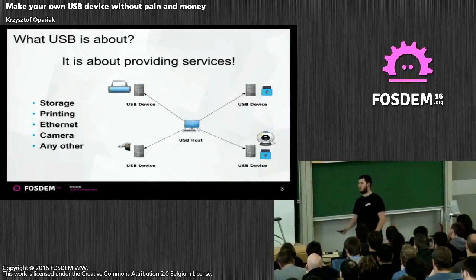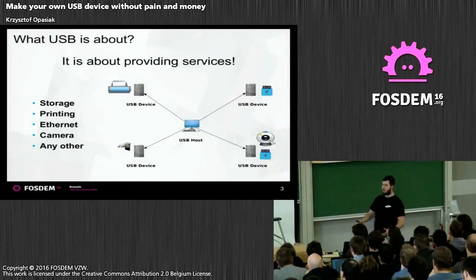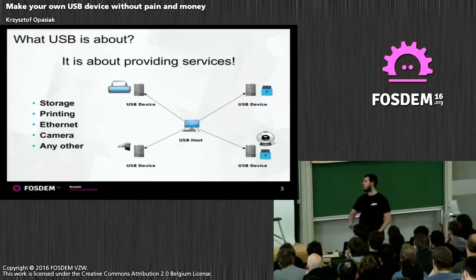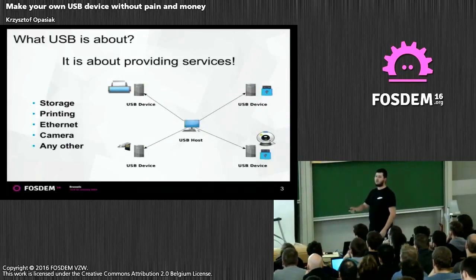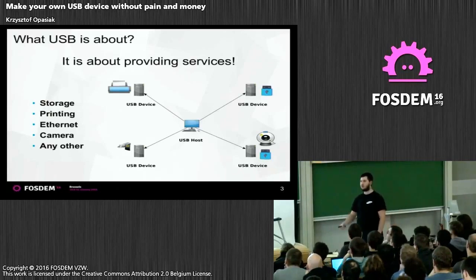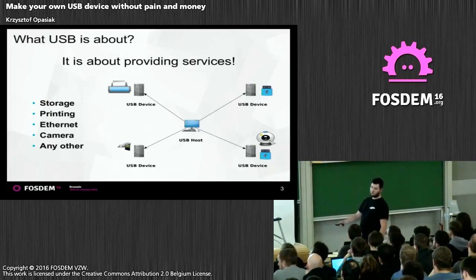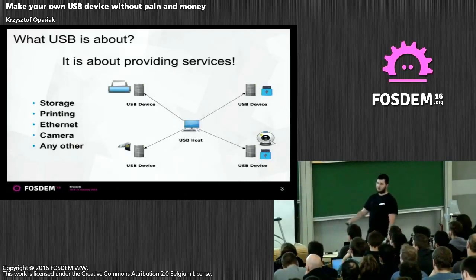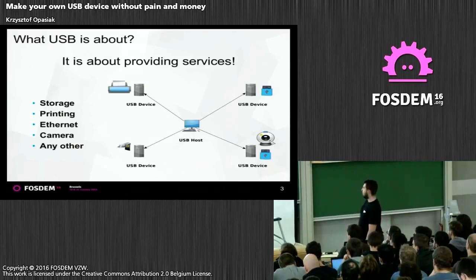Okay, so the first page, what is USB about? This may be a tough question. So maybe let's start with the internet, because internet is about the same thing as the USB. It's about providing and using a service. In USB, of course, we have different kinds of service. We have storage. A pen drive is an example of storage service. We have printing, we have Ethernet, we have the camera, and many, many others.